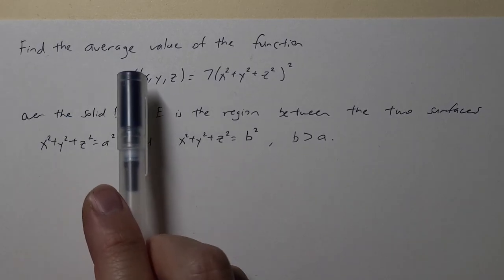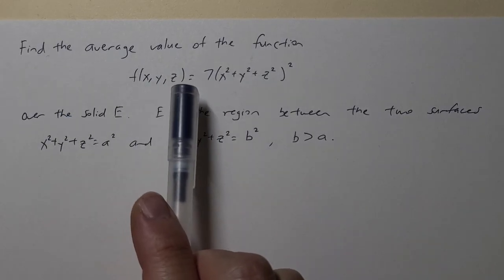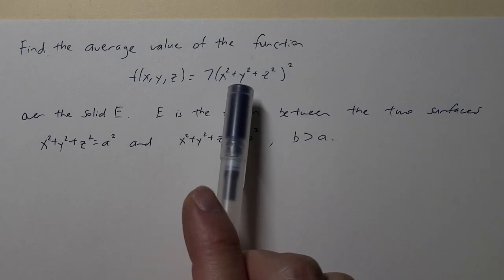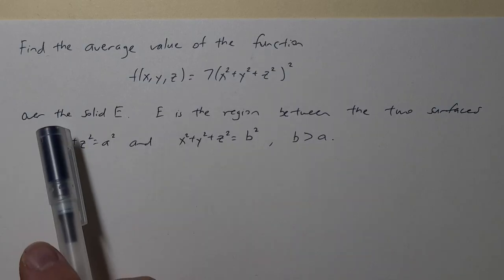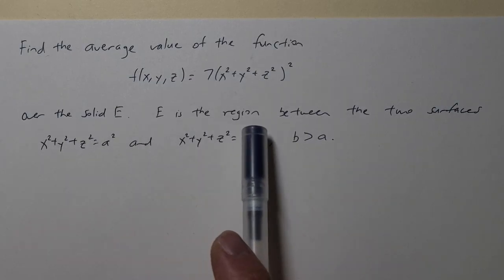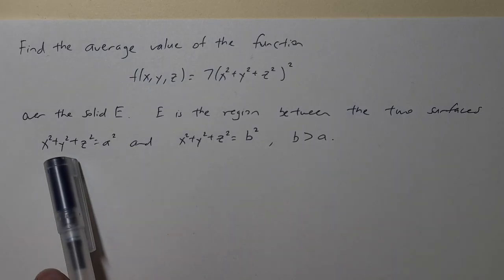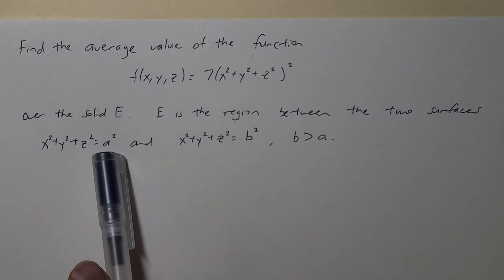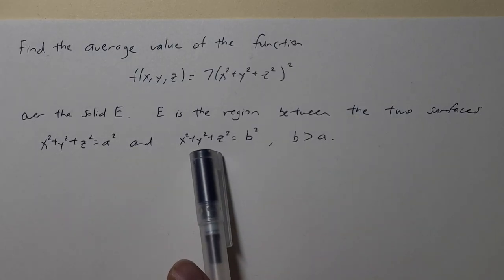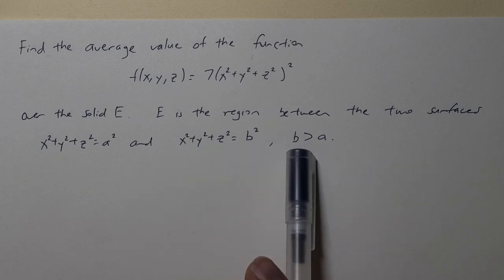It says: find the average value of the function f(x, y, z) = 7(x² + y² + z²)² over the solid E. E is the region between the two surfaces x² + y² + z² = a² and x² + y² + z² = b², where b is greater than a.